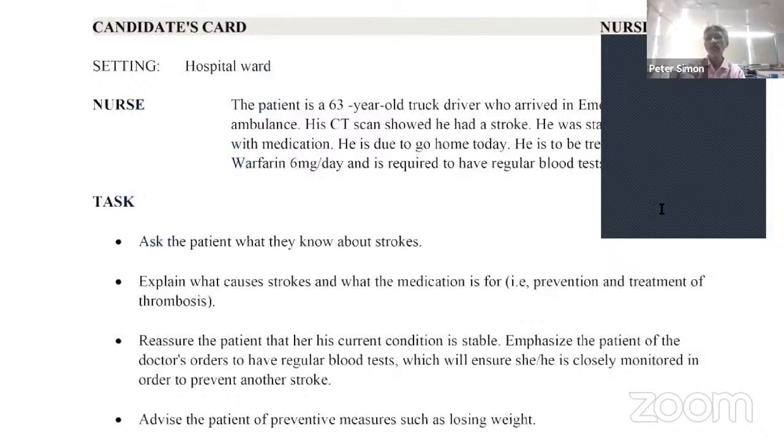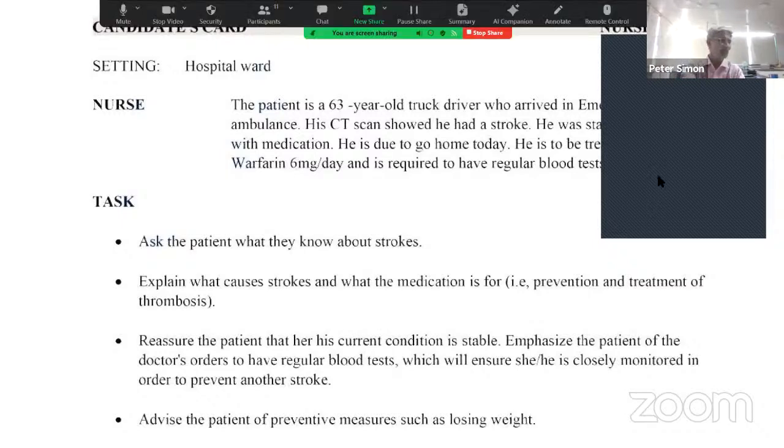Now, why these blood tests? So that everything is normal, to make sure that everything is fine, which will ensure she is closely monitored. Because if you take a blood test, then you will know what your results are. Then you will pass this information on to the doctor or the nurse, and they will discuss what course of action to take. So you have to comply with these regular blood tests.